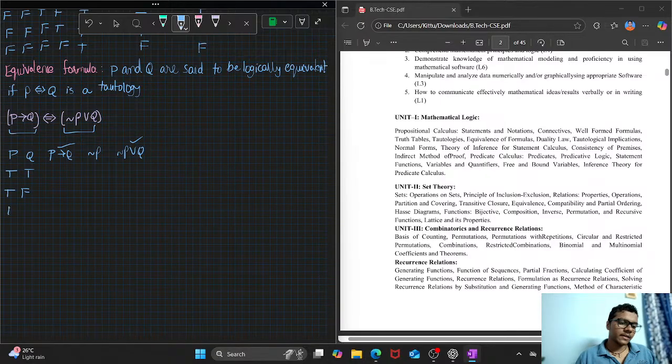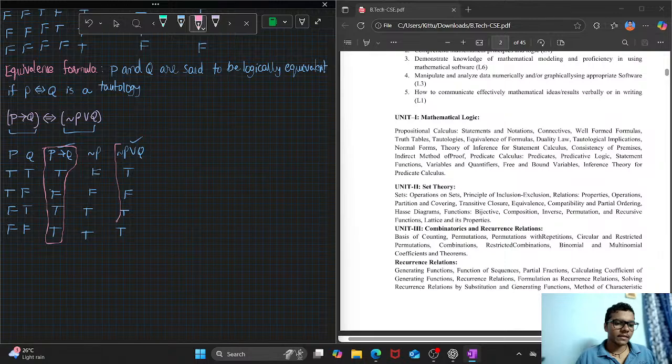T, T, T, F, F, T, and F, F. P implies Q: in the TF case, it will be false, and in the remaining cases it would be true. And negation P is FFTT directly. And negation P or Q: F or T is T, F or F is false, T or T is T, F or T is T as well. So if you compare both these columns, it is TFTT and it is TFTT as well. So both of them are logically equivalent. This is actually the famous implication law.